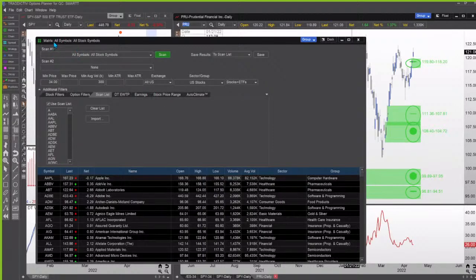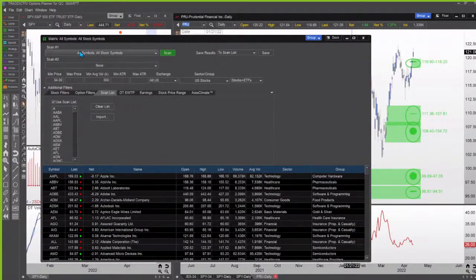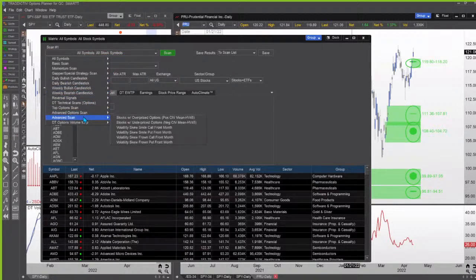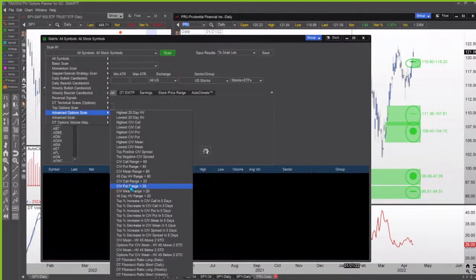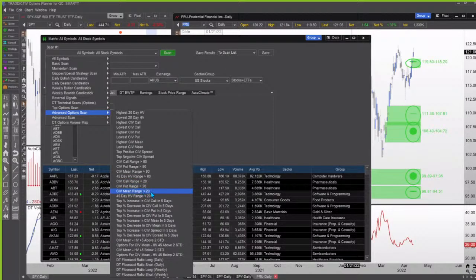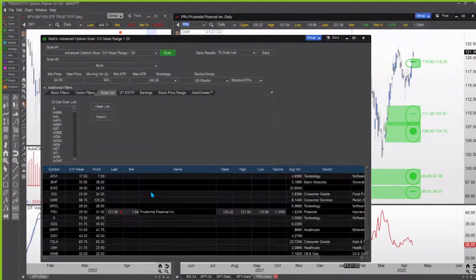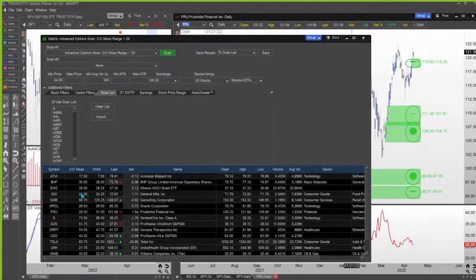Right here I have a tool in front of us which is called the Matrix, and this tool is looking at all stocks in the U.S. market. I want to look at stocks with a continuous implied volatility mean, meaning the midpoint between the call and the put. If I look at the mean being less than 20% of the range, I end up with those various stocks.